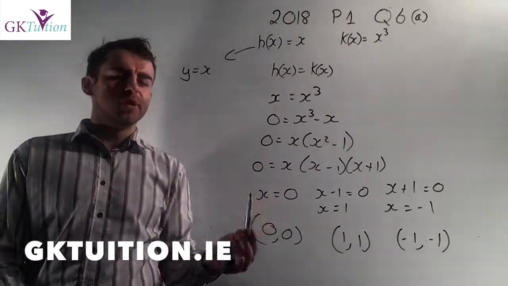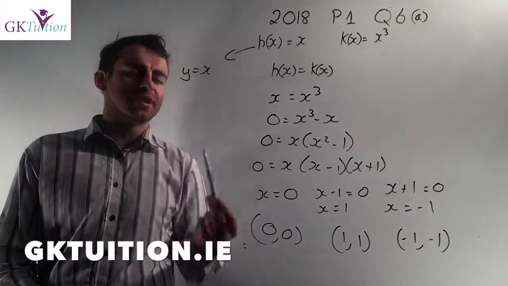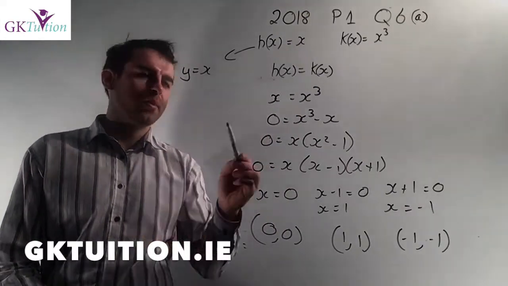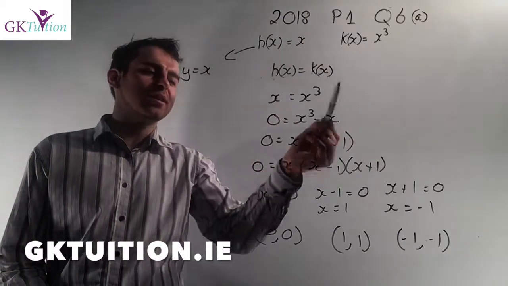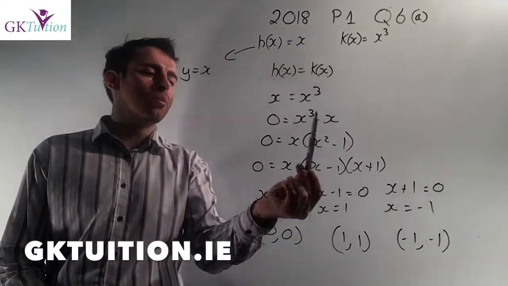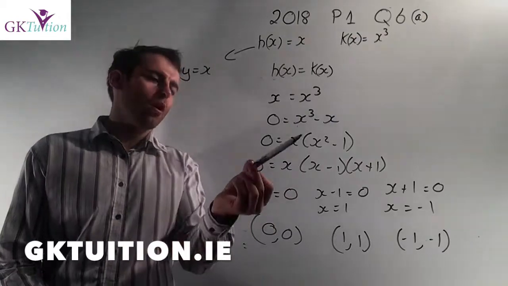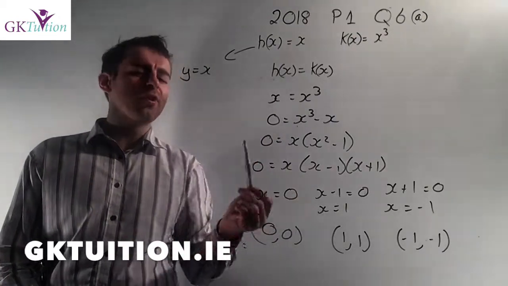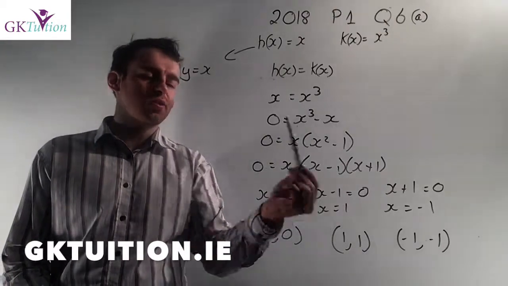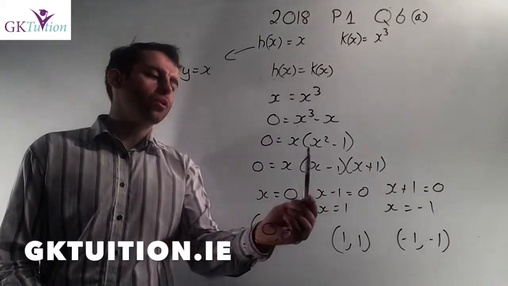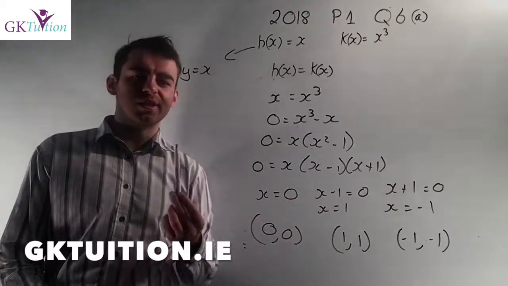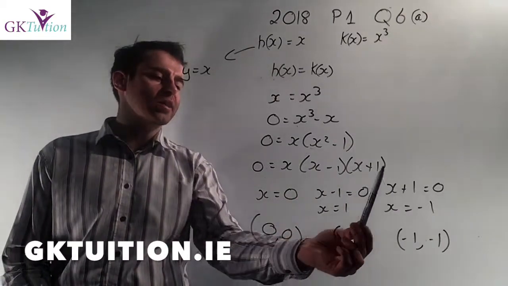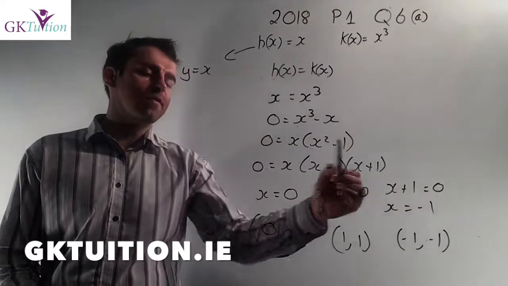To find the point of intersection, you just let h of x equal k of x. In other words, you let x equal x cubed. Now, at this stage I bring my x to the other side, and I get x cubed minus x is equal to 0. All you can do at this stage is factorize out your x. If you factorize out x, you're left with x squared minus 1. You should recognize that x squared minus 1 is the difference of two squares. So this just becomes x minus 1 times x plus 1. So they're your three factors.